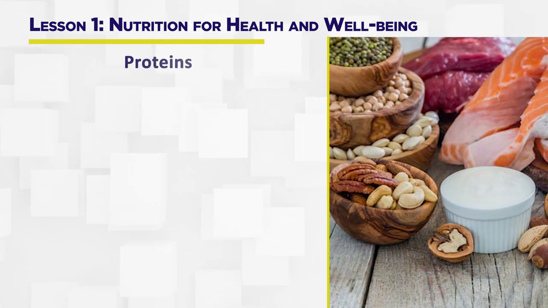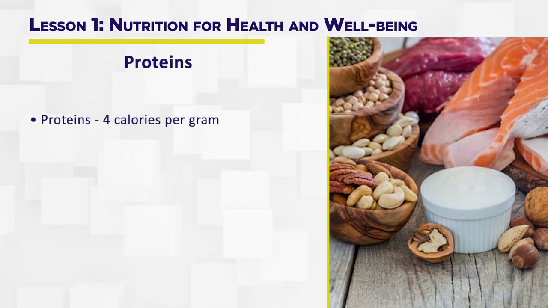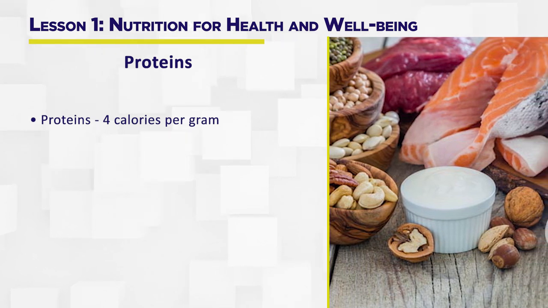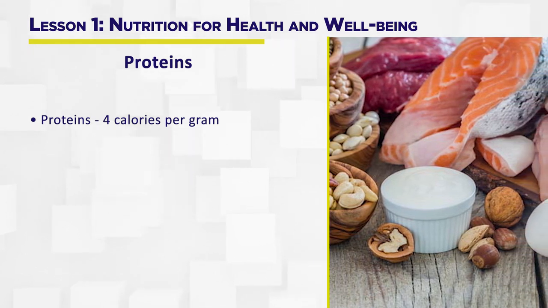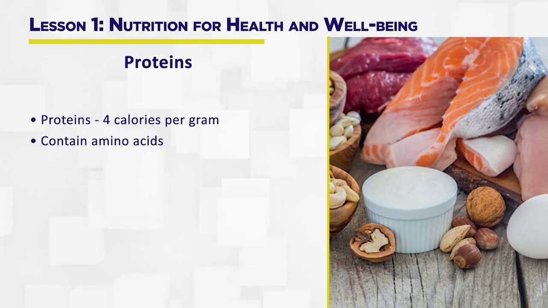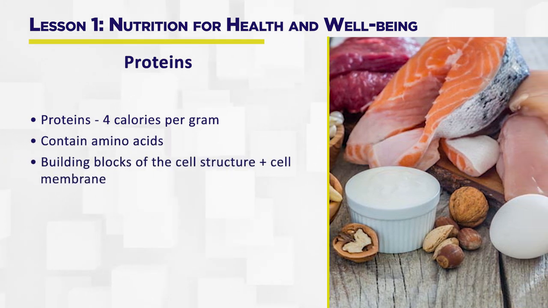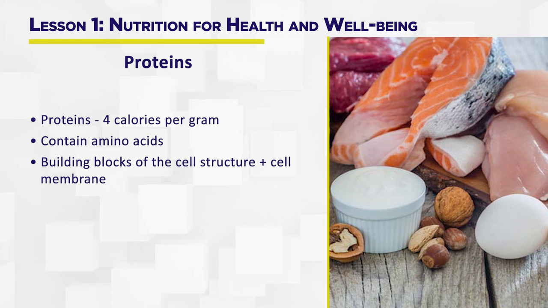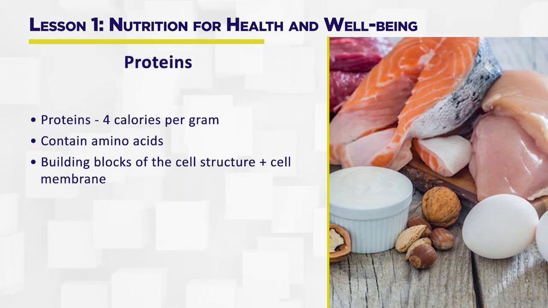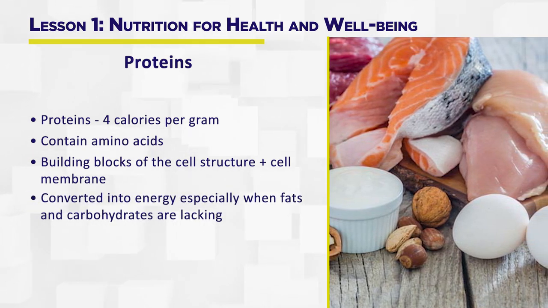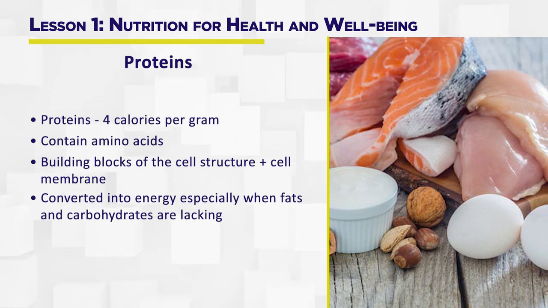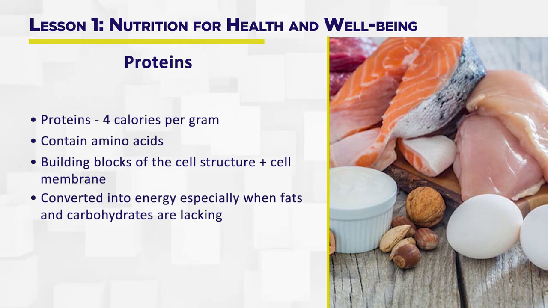Similar to carbohydrates, proteins are also providing 4 calories of energy per gram. They contain amino acids and are the building blocks of the cell structure, including the cell membranes. They can also be converted into energy, just like fats, especially when fats and carbohydrates are lacking.